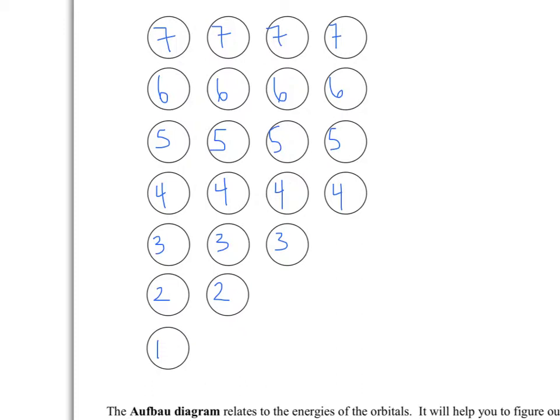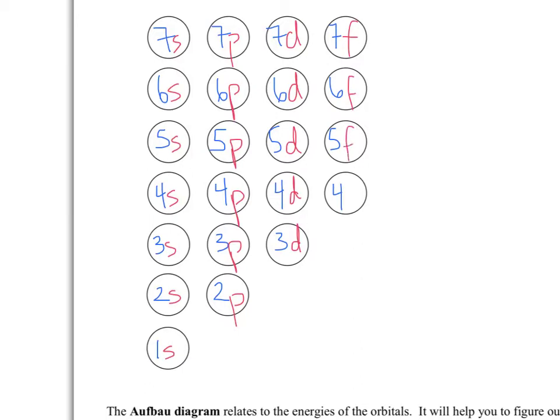So the next step is to write in the S, P, D, and F. S is for the first column, so we're going to give each number the letter S in the first column. Column 2, each number gets a P. Column 3, it gets a D. And then F's for column 4.